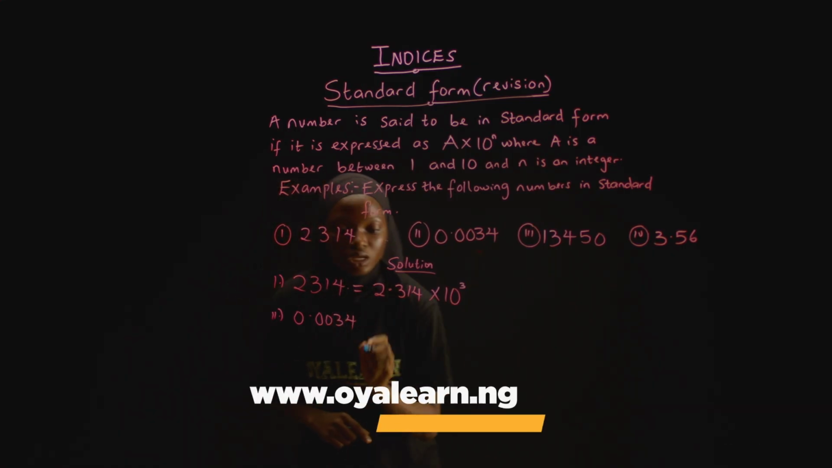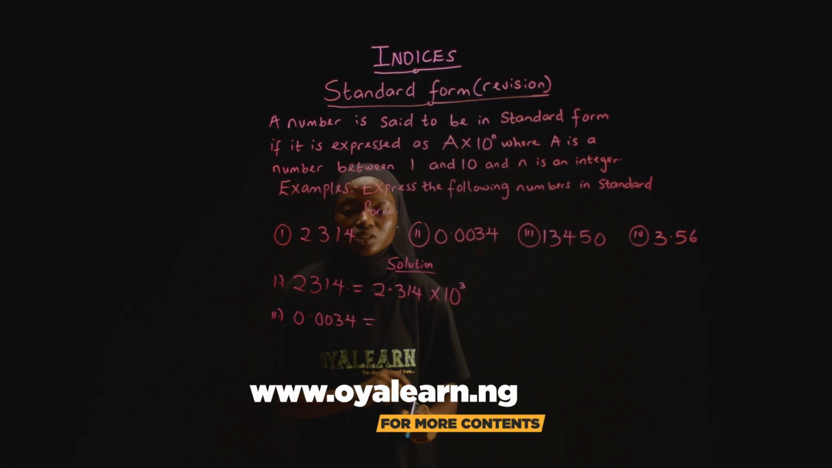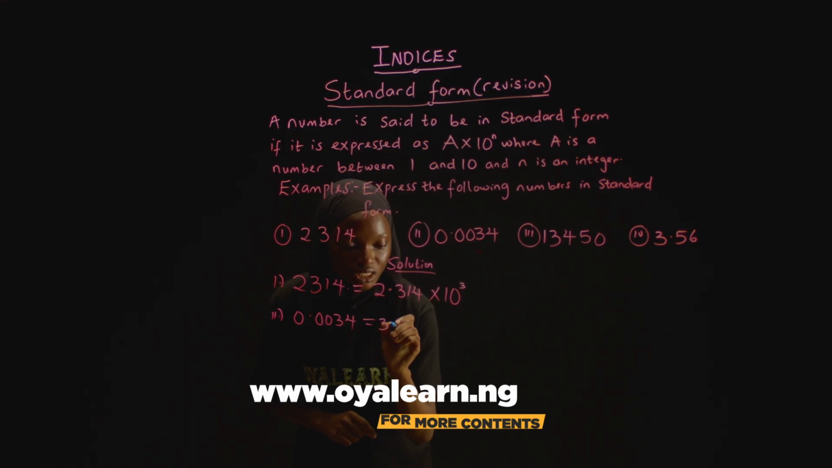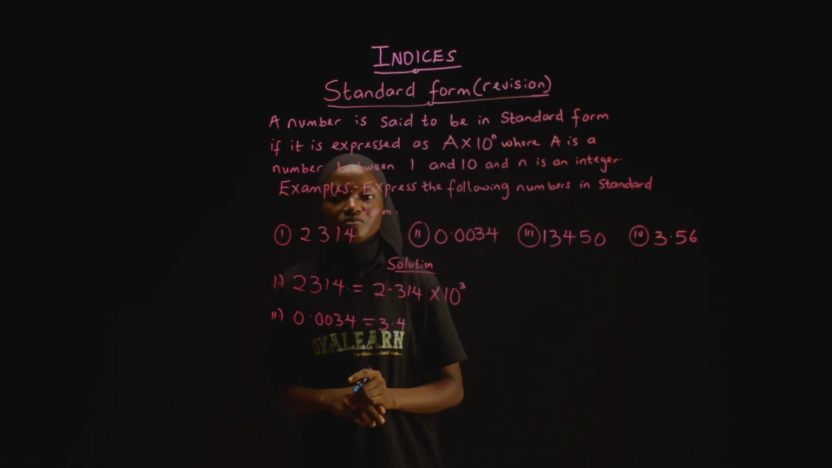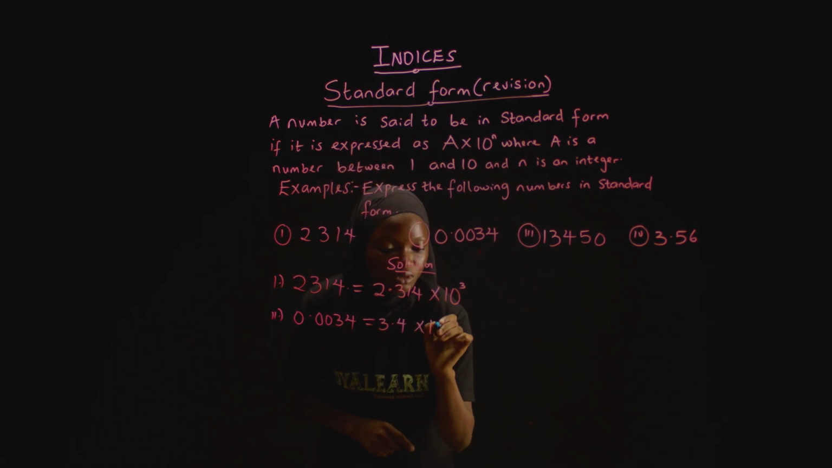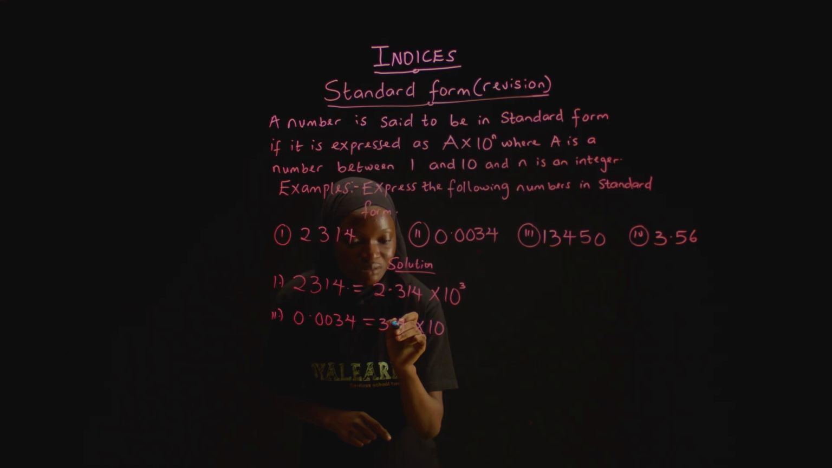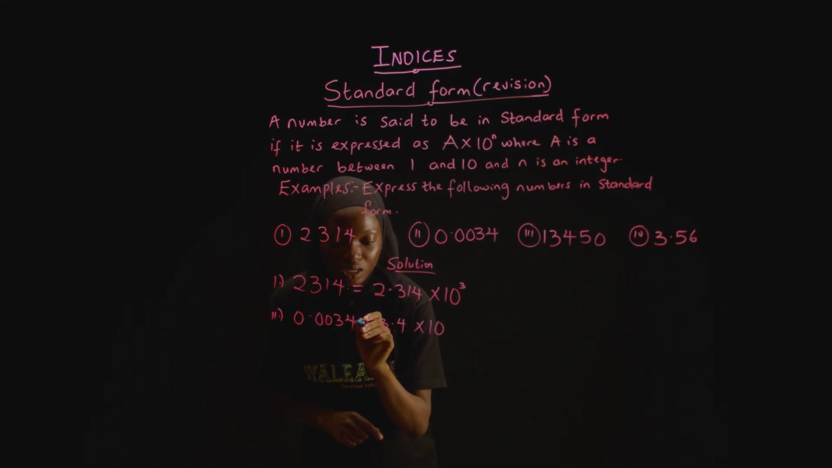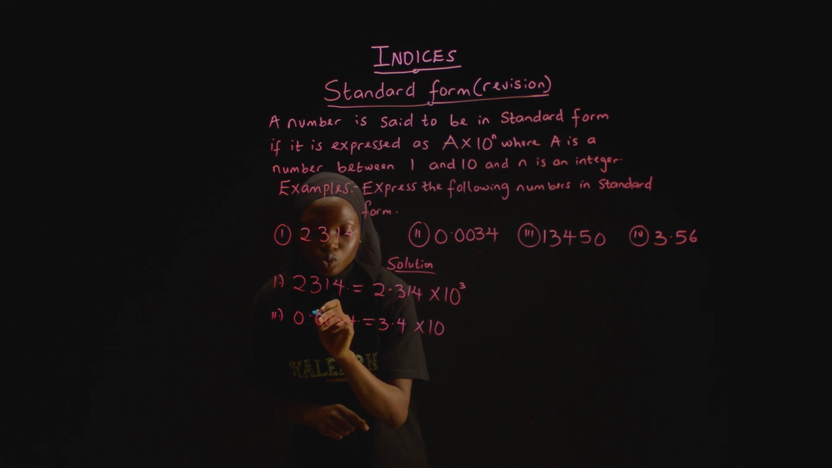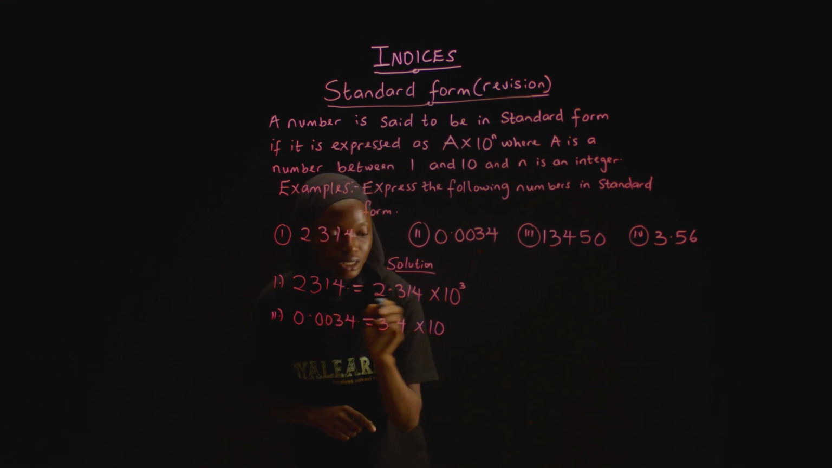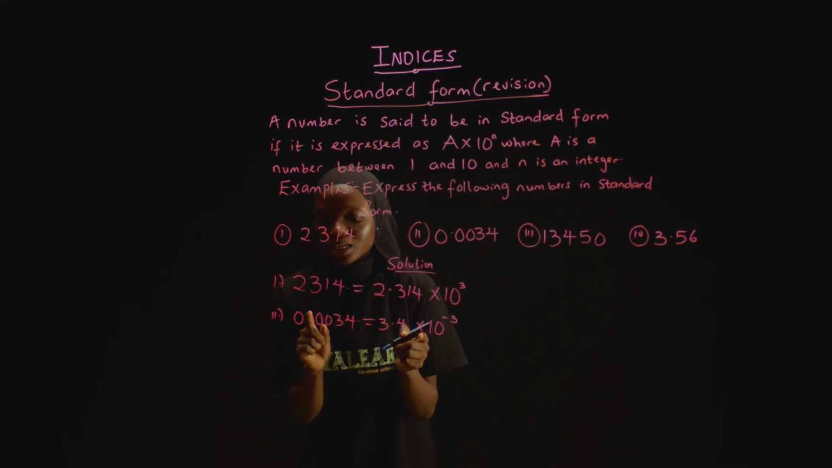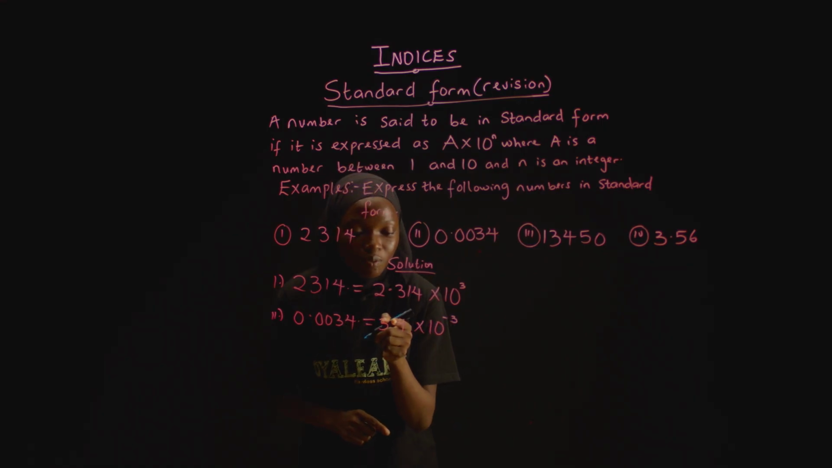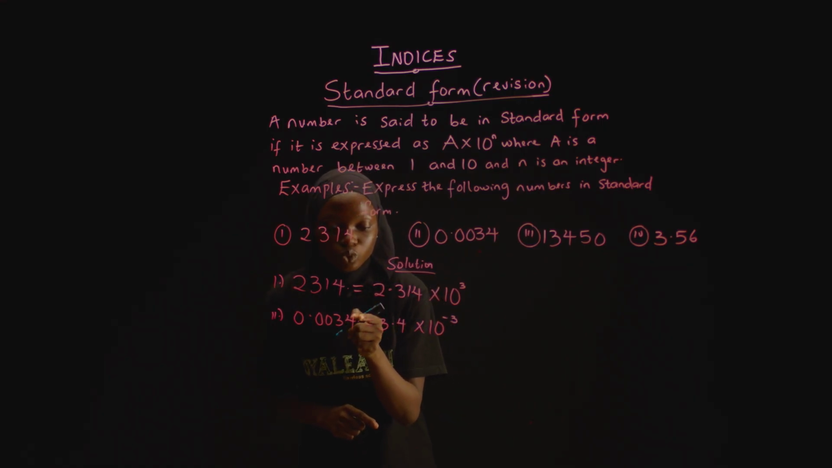0.0034. Same thing here. Pick the first non-zero digit, 3, then your decimal point, then all other numbers that come after it follow. Here we have just 4 after 3. Then times 10 raised to the power of. The decimal point is now here. Initially it was here. How did we move it? That means we moved it 1, 2, 3. So that would be minus 3 here, because for this 3.4 to give us back 0.0034, the decimal point has to move backwards 1, 2, 3.